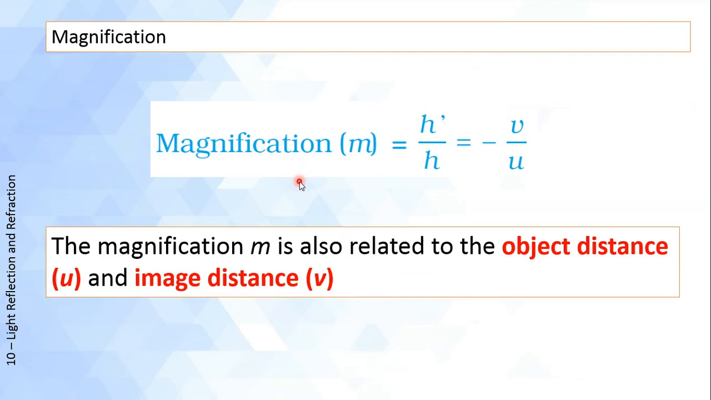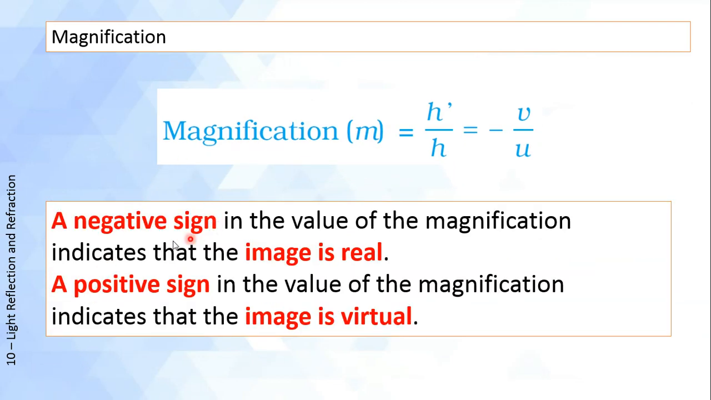There is one more formula for magnification, that is m = -v/u, where v is the image distance and u is the object distance. The negative sign in the value of magnification indicates that the image is real. The same way, a positive sign in the value of the magnification factor indicates that image is virtual. By using this sign convention, we can identify whether the given image is real or virtual.